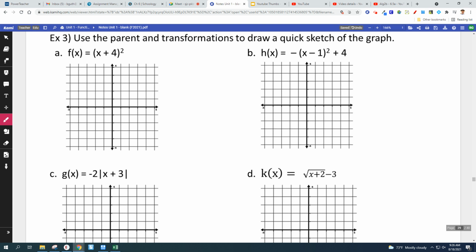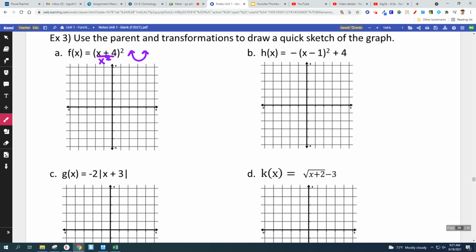Last thing, I believe: use the parent and transformations to draw a quick sketch of the graph. I believe you've done this before in algebra class, but what you would want to do for part A is notice, see how this is going to have an x squared in it? That's an x squared, so we know that's a parabola shape. That's the parent function. X squared is the parent.